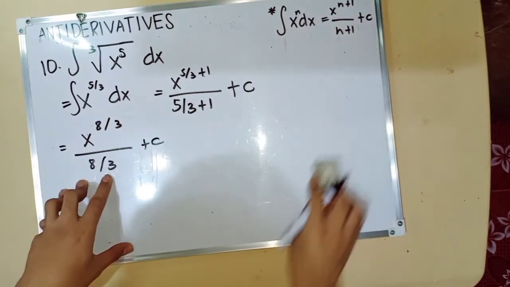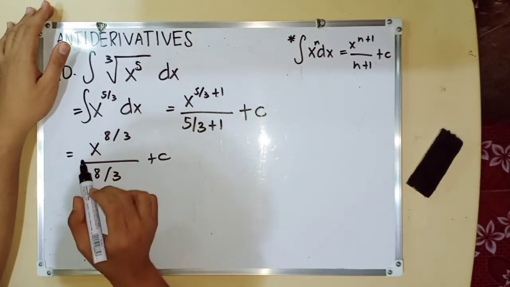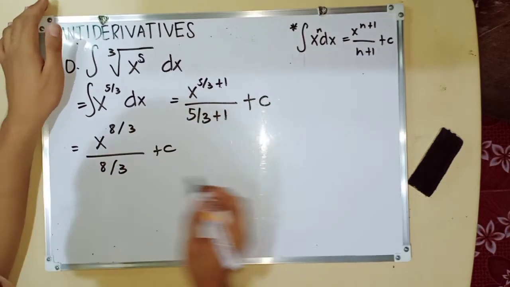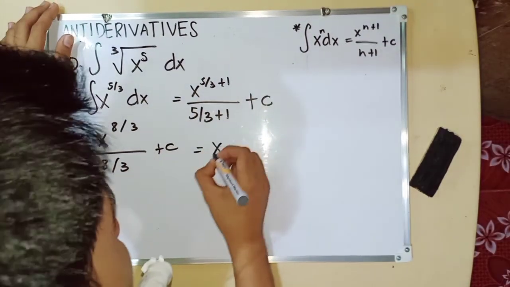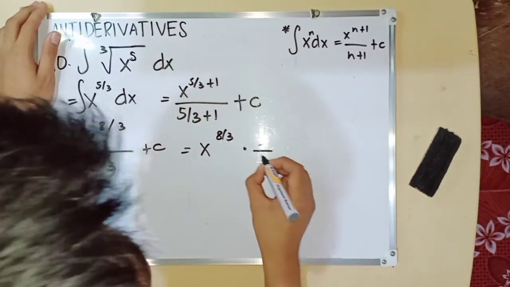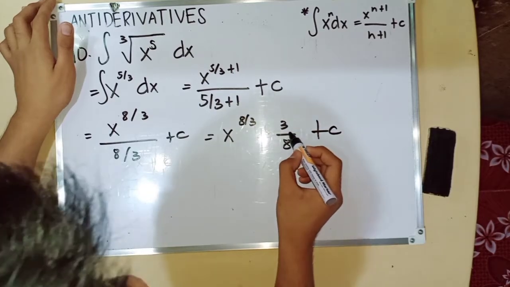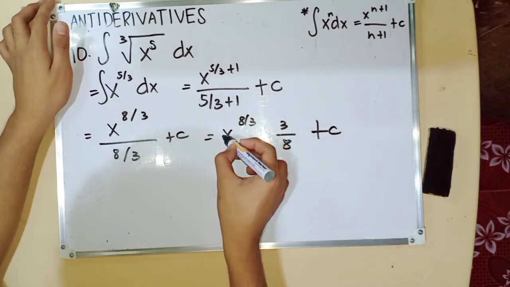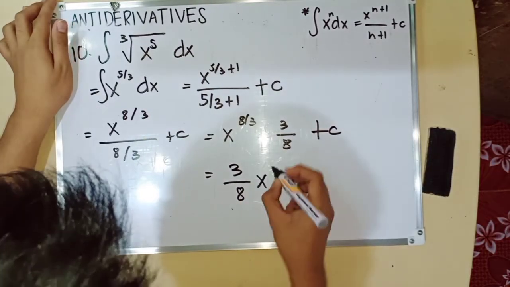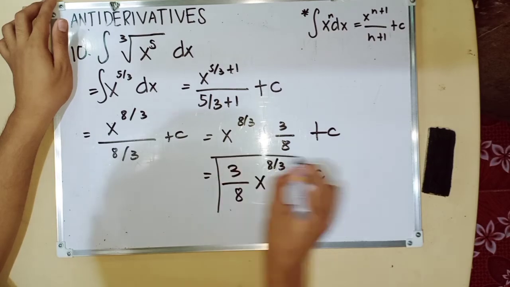So, this 8 over 3 in the denominator, we can multiply it to x raised to the power of 8 over 3 by reciprocating it. So, it becomes x raised to 8 over 3 times 3 over 8 plus c. So, this 3 over 8, we move it in front of x. So, 3 over 8 x raised to the power of 8 over 3 plus c. This is our final answer.